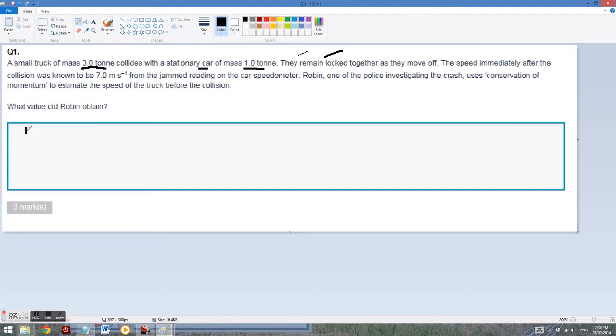Let's put it down. Mass 1 is 3,000 kilogram. Mass 2 is going to be 1,000 kilogram. They remained locked together afterwards as they move on. So what's happened is the speed after the collision is to be this.